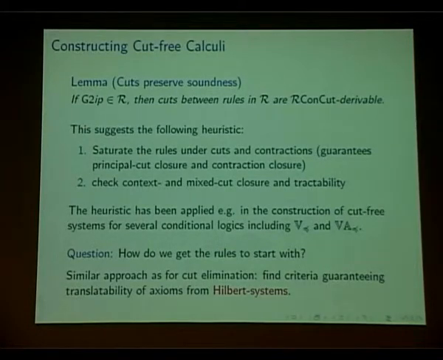So we take a set of rules, we add all the missing cuts and contractions. This guarantees principal cut closure and contraction closure. And then what we are left to do is checking for context cut closure and mixed cut closure and tractability. Tractability usually is not that much of a problem, because if you saturate the rule set by hand, then you will have some kind of pattern, and that usually is tractable in our sense.